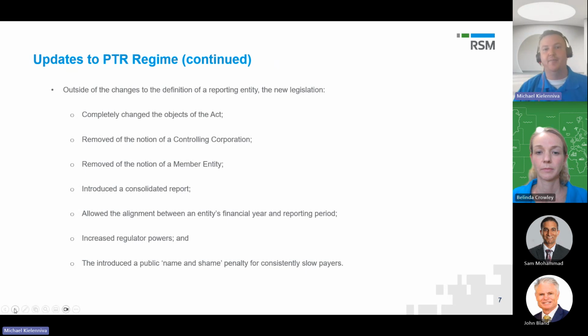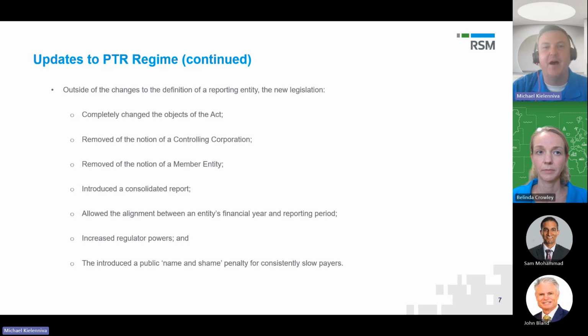They allowed businesses to align their financial year end with the reporting period, which is an important one because you could only report between 1 Jan and 30 June and 1 July and 31 December previously, no matter what your reporting financial period was. So that's actually quite helpful. They've increased regulated powers. I'm not sure how exactly they've increased it, but they have said they've increased them.